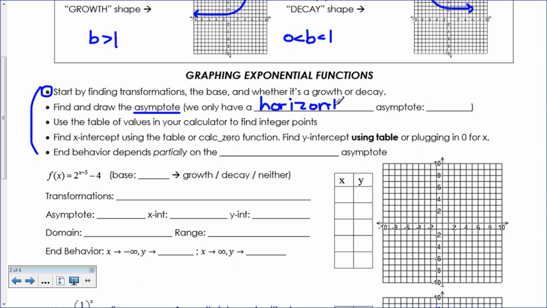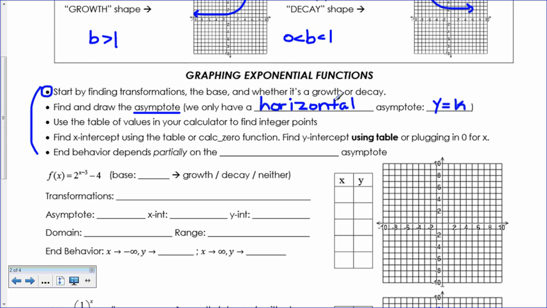Excuse my handwriting while I write with a mouse. Alright, so it has a horizontal asymptote. That means that the vertical asymptote is going to be reserved for the logarithm graph, which is what we're going to learn on day 3. So this only has a horizontal asymptote, and remember the equation for that is y equals k. It's just like what we saw on day 2 for Unit 6 when we were doing reciprocal graphs. The horizontal is y equals k, and the vertical is x equals h. We don't need to worry about the vertical for this one, though.